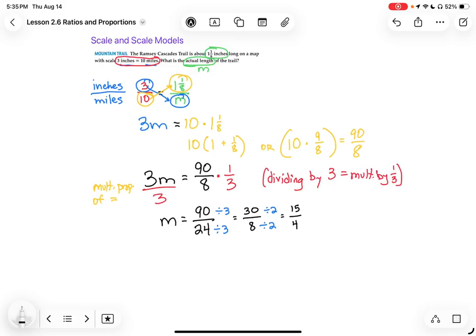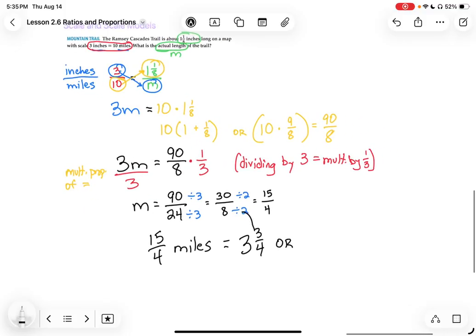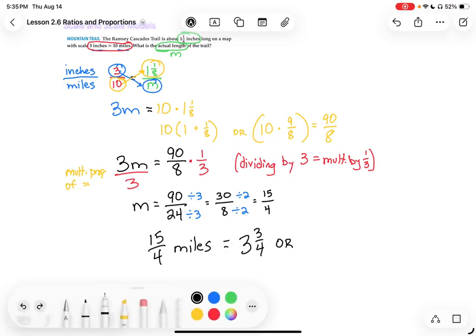So there's a couple of different ways we can write this answer. You could say it's 15/4 miles, but that's kind of a weird way to say something. If somebody said, "Hey, how long is this trail?" and you said 15/4 miles, that's a weird way to write it. So I think it might be better, just from a purely English point of view, to turn this back into a mixed number, which would be 3 3/4. But if you did 15 divided by 4 on a calculator, it would give you 3.75.